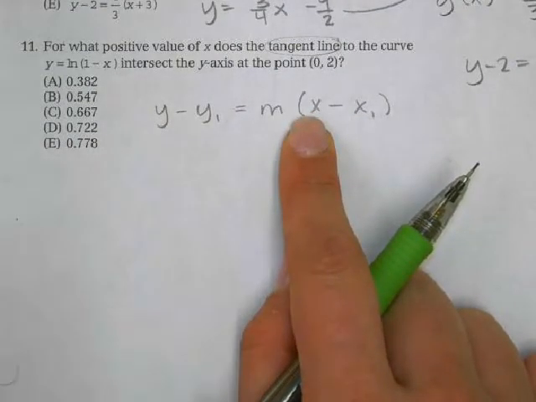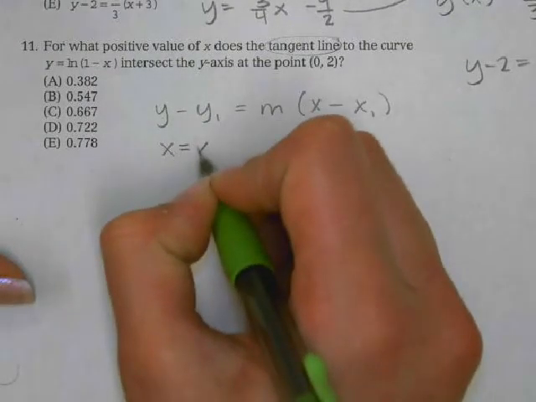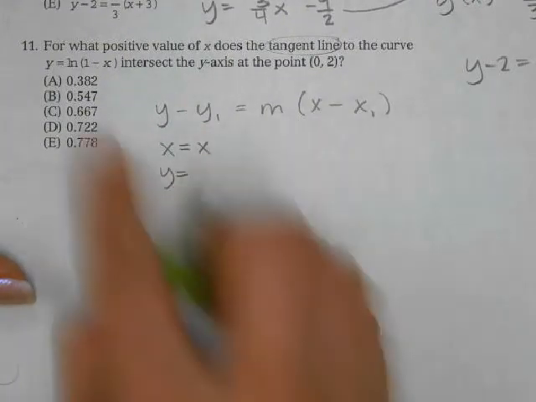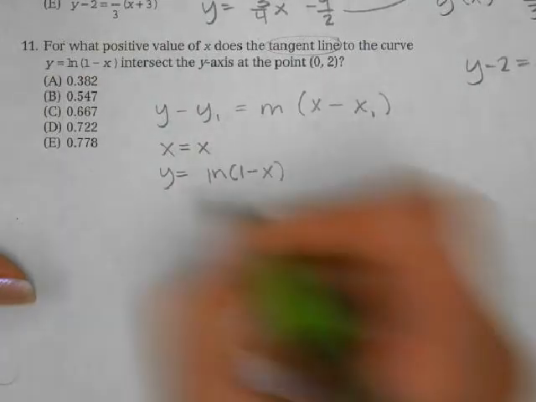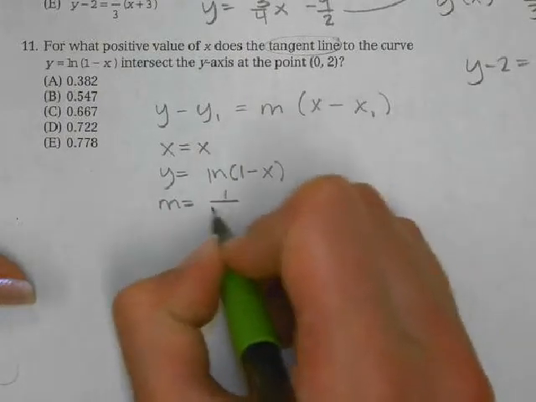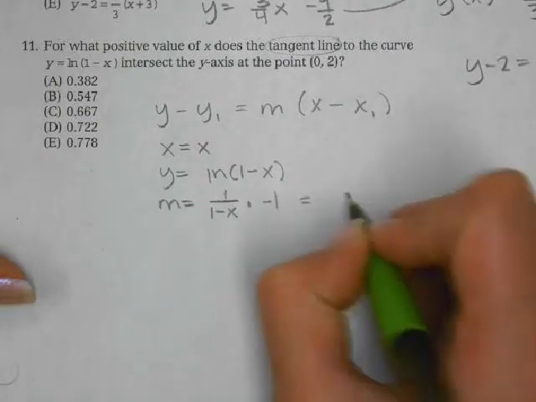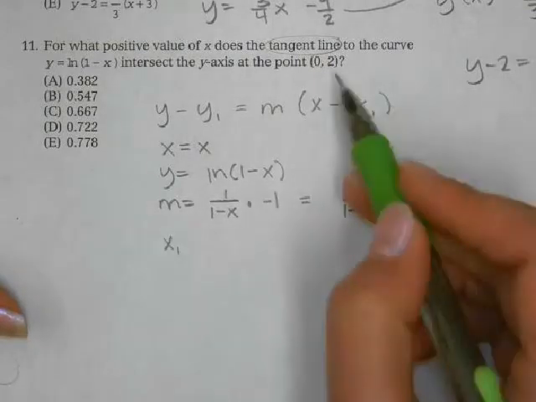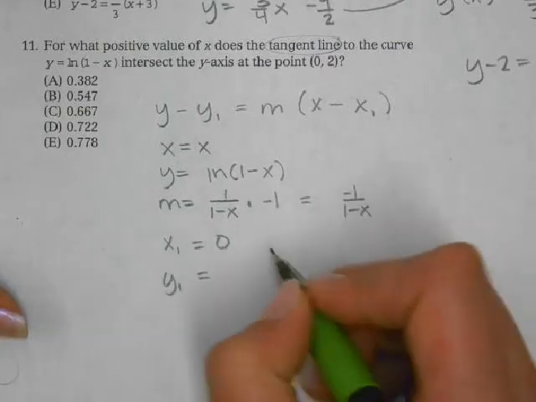So when I looked at this problem, I said, well, I didn't say, but once I looked at the answer key, x, the variable, is just going to be x. Y as the variable is going to be ln of 1 minus x. The slope is the derivative of the function, so that's 1 over 1 minus x times -1. You have to do the chain rule on that. And then x1 is the x-coordinate of the point, which is 0. And y1 is the y-coordinate of the point, which is 2.